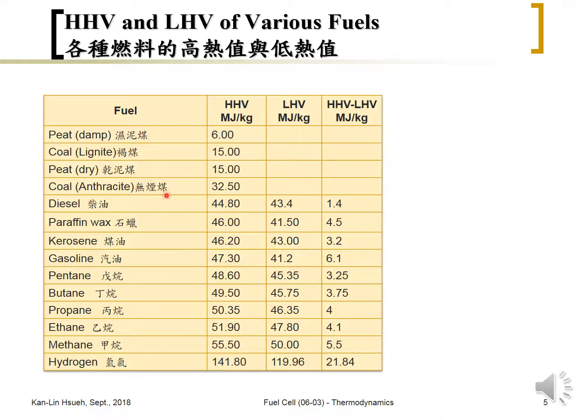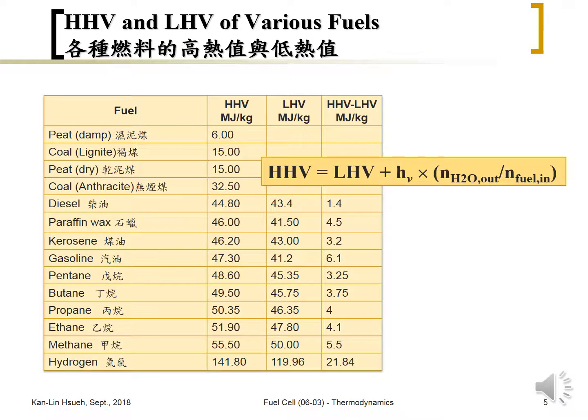But for coal, there are different kinds of coal, and their composition depends on where it is produced. So this one just gives an approximate value. Again, the value can be calculated if you know the exact composition. Actually, you can calculate the difference between the high heating value and the low heating value.